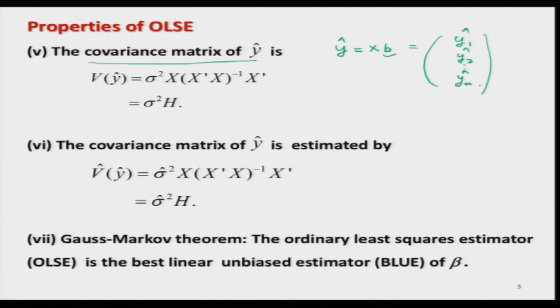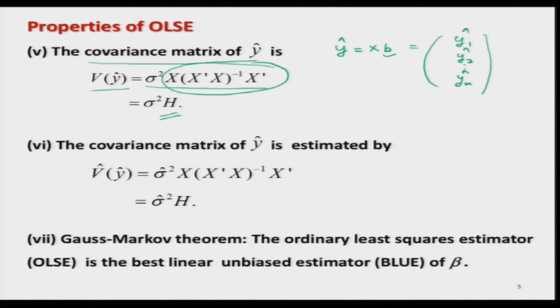So, this will also be a random vector, so its variance could be in the form of a covariance matrix. This covariance matrix, variance of y hat, is given by sigma square X transpose X whole inverse X transpose, and you can recall that this matrix X transpose X whole inverse X transpose is your H hat matrix, which we have discussed earlier.